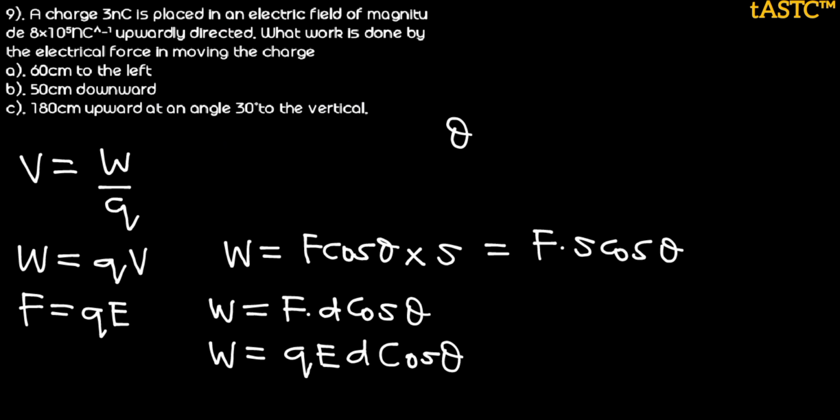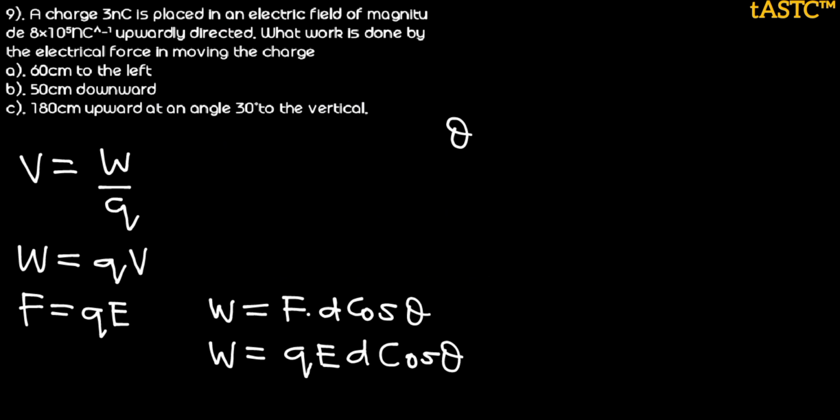Now it happens that we have all the parameters here. So let us go on to the first case. If we got 60 cm to the left, that means work is going to be equal to Q, which is 3 nanocoulomb. So that will be 3 multiplied by 10 to the negative 9. Nano is equal to 10 to the negative 9.